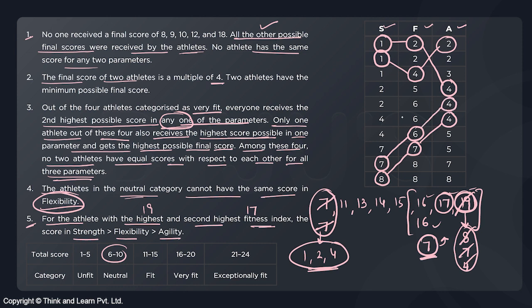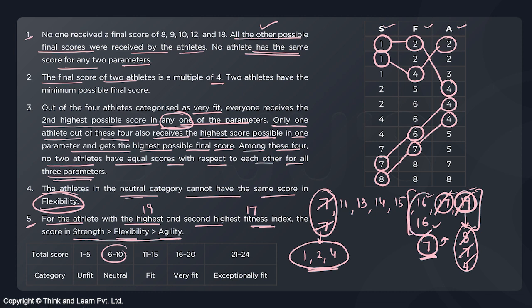Please keep it in mind, you can't have 5, 5, because first of all, you can't have the same scores for any two parameters. Plus, they should be in decreasing order. They can't be equal. So the person having 17 has scores 8, 7, 4. The person having 19 has scores 7, 6 and 4. The persons having 7, 7 are also sorted now.